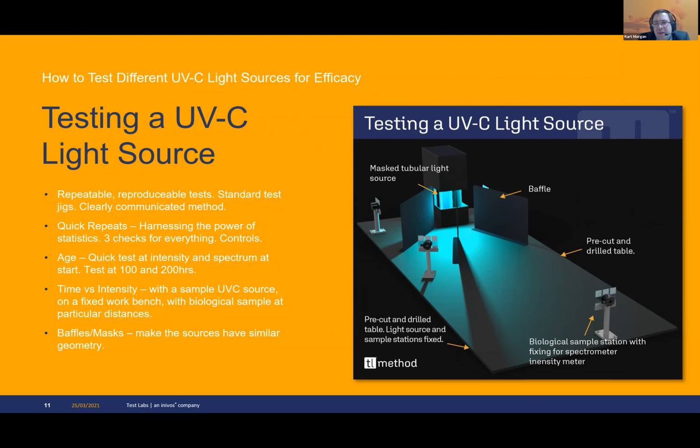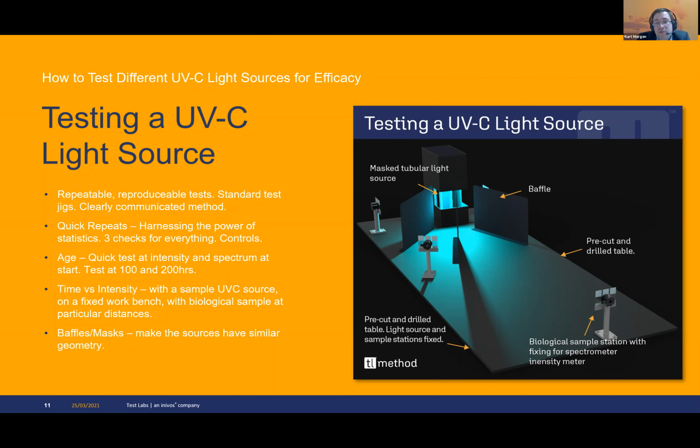We're not going to be making any assumptions about efficacy and intensity and dose. We're going to link what we can control, which is for a given bulb, given organisms, a given distance, to what we can actually measure, the efficacy.